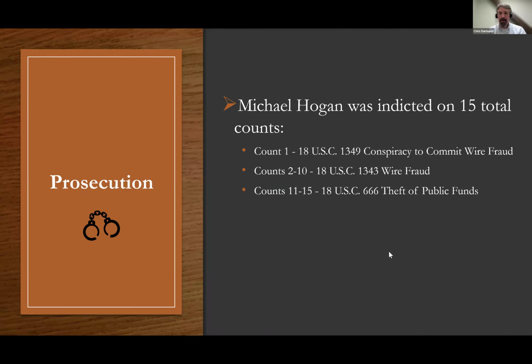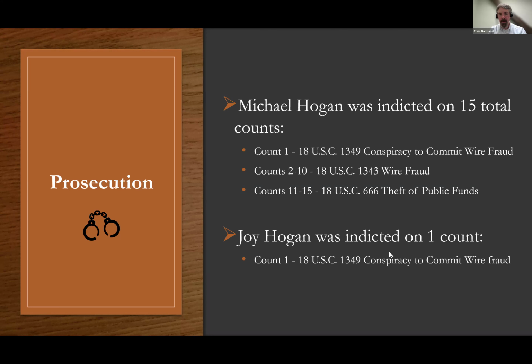Prosecution, Mr. Hogan was indicted on 15 counts. Count one was a conspiracy count where there were two or more individuals involved in this crime. Counts 2 through 10 were under the wire fraud statute. And the last 11 through 15 were for theft of public funds. This has some specific nuance about how much federal funding is involved with the program, and the crime has to be in excess of $10,000. So there was a count charged for each individual fiscal year for that theft from the child support enforcement program.